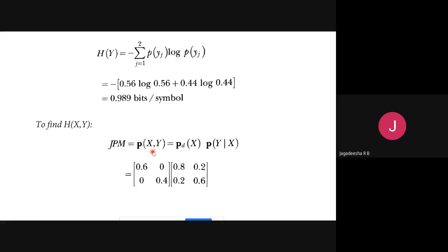So what do we know here? P of xy. We need to find P of xy. So we have the diagonal matrix here. Along the diagonal, we have the probabilities of the input symbols, 0.6 and 0.4, probability of x1, probability of x2. Other elements are 0. So that is this matrix, and this is the channel matrix. The channel matrix is given here, and just multiply, and we should be getting the joint probability between x and y.